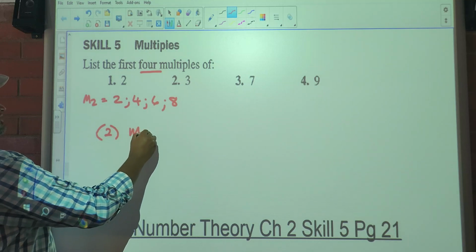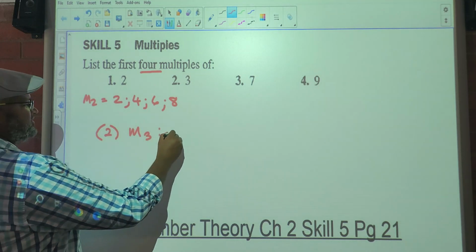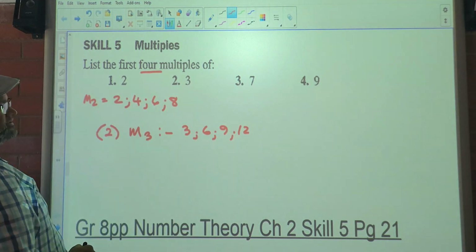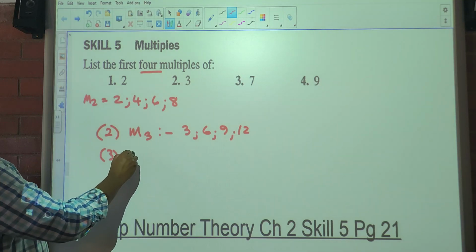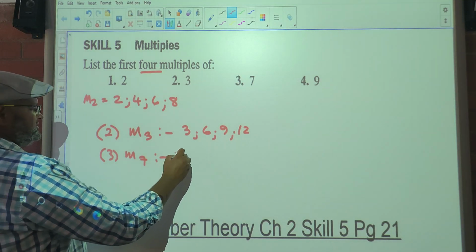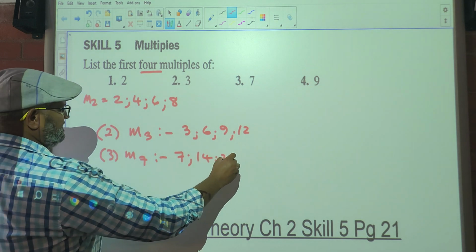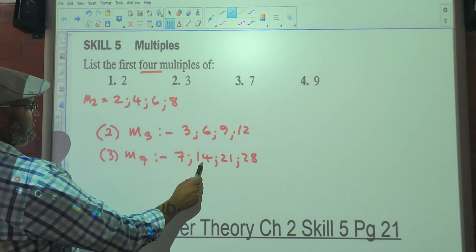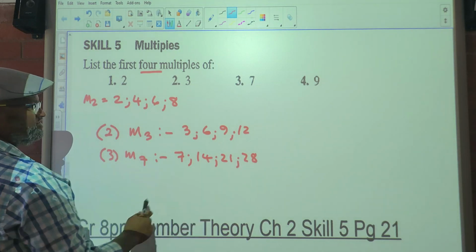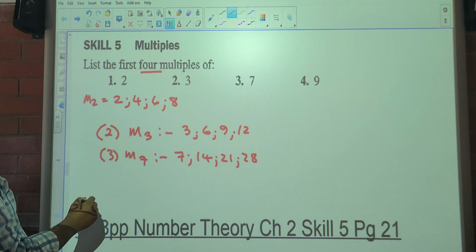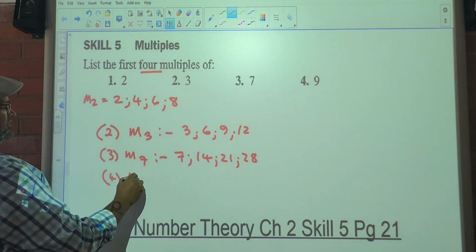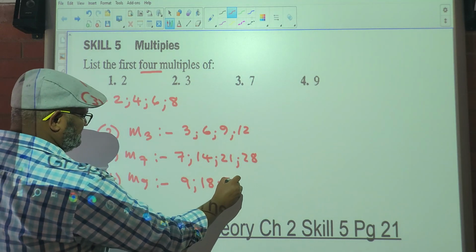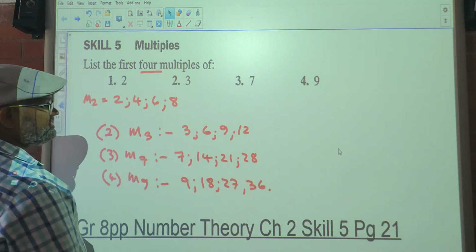Number 2, they want the multiples of 3. What are the multiples of 3? 3, 6, 9, 12. Number 3, the multiples of 7. Say 7, 14, 21, 28. Okay, so that's 1 multiplied by 7, 2 multiplied by 7, 3 multiplied by 7, 4, and so on. That's why it's called multiples. Okay, number 4. The multiples of 9: 9, 18, 27, 36. Okay.